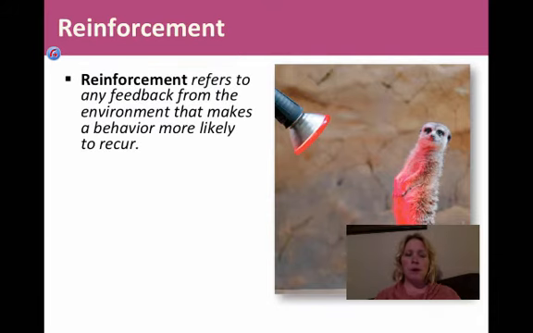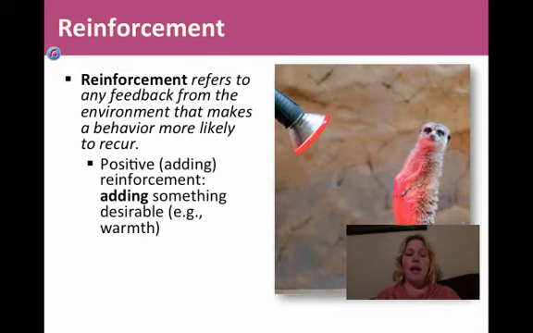Again, we talked about reinforcement a little bit, but reinforcement refers to any feedback from the environment that makes a behavior more likely to reoccur. Okay, so the key thing with reinforcement is that you are increasing behavior. Now there's two types of reinforcement that we talk about.